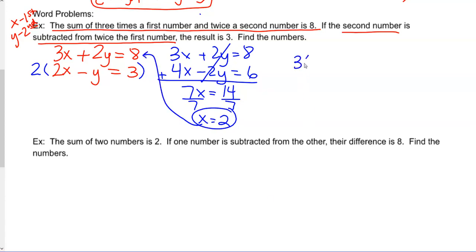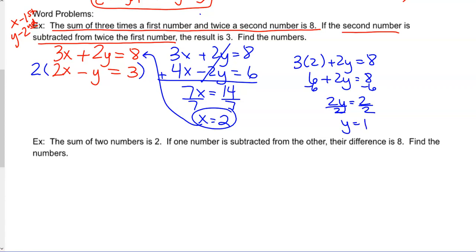And take 3 times the 2 plus 2y equals 8. And now solve that linear equation. So this gives me 6 plus 2y equals 8. When I subtract 6 from both sides, I end up with 2y equals 2. And I'm going to divide both sides by 2, leaving y equaling 1. So the numbers that I want for this are the numbers 2 and 1. Now I'm not putting them in an ordered pair just because it says find the numbers. I could have let x equal 1 and y equal 2 or whatever the case may be, but those are going to be my answers.